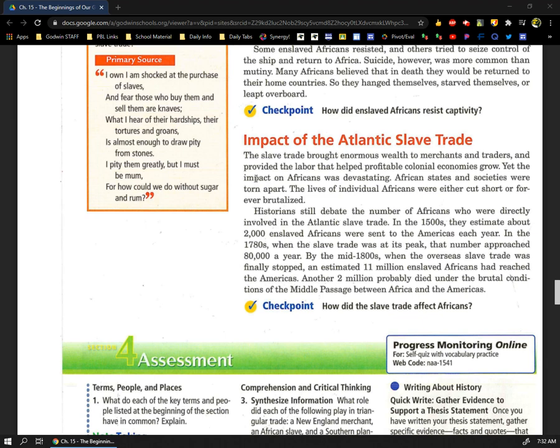Historians still debate the number of Africans who were directly involved in the Atlantic slave trade. In the 1500s, they estimate about 2,000 enslaved Africans were sent to the Americas each year. In the 1780s, when the slave trade was at its peak, that number approached 80,000 a year. By the mid-1800s, when the overseas slave trade was finally stopped, an estimated 11 million enslaved Africans had reached the Americas. Another 2 million probably died under the brutal conditions of the Middle Passage between Africa and the Americas. Checkpoint. How did the slave trade affect Africans?